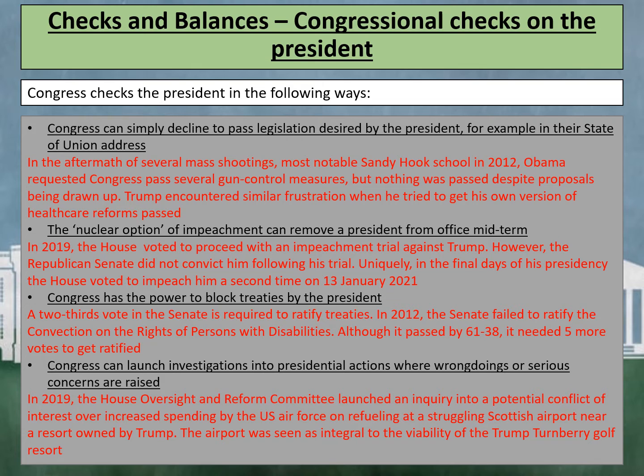Congress can launch investigations into presidential actions where wrongdoing or serious concerns are raised. In 2019, the House Oversight and Reform Committee launched an inquiry into a potential conflict of interest over increased spending by the US Air Force on refueling at a struggling Scottish airport near a resort owned by Trump. The airport was seen as integral to the viability of the Trump Turnberry Golf Resort.